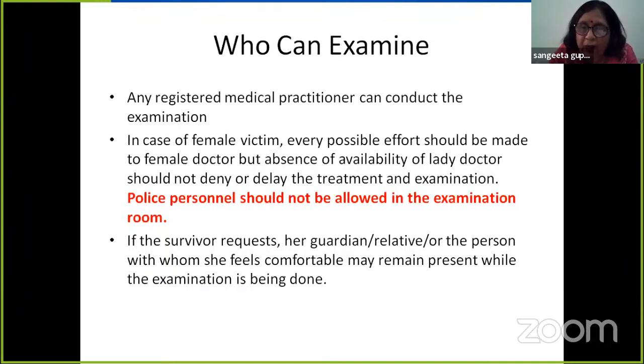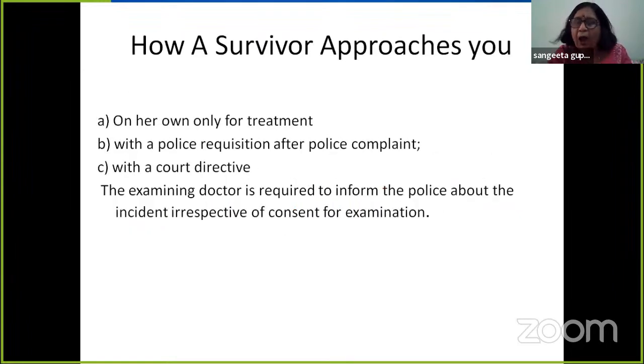Now, one thing I would like to emphasize: in POCSO cases, if the child is below the age of 18 years and is female, we should try everything to get a female doctor to examine her in front of the child's guardian. But if even in that case a female doctor is not available, we can do the examination, however, properly documenting the cause of why a female doctor was not available. If the survivor requests, her guardian, relatives, or a person with whom she feels comfortable may remain present while the examination is being done.